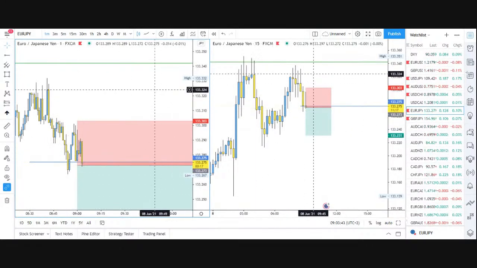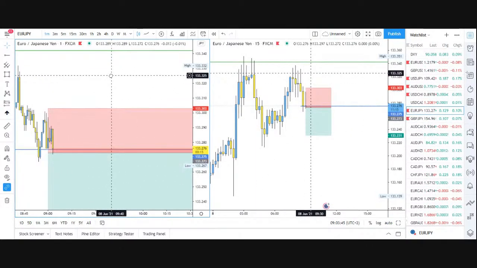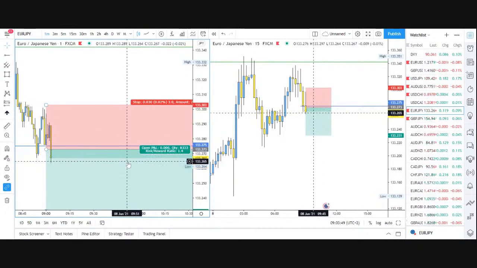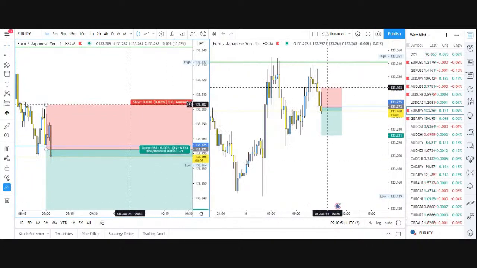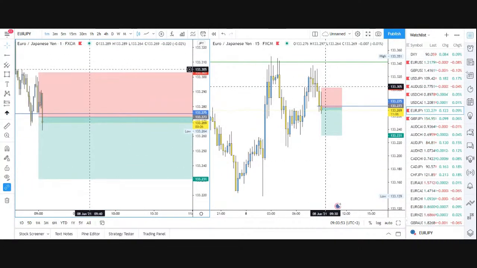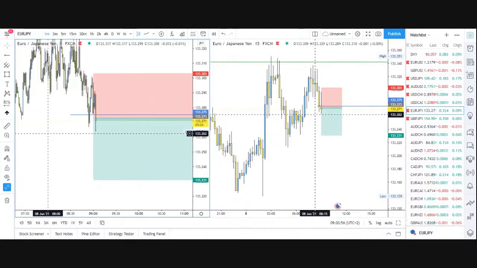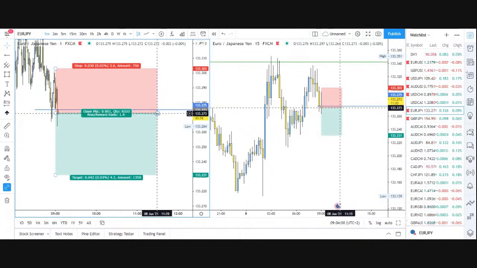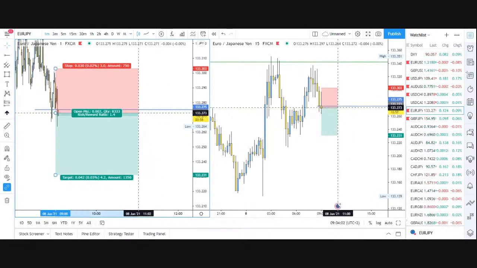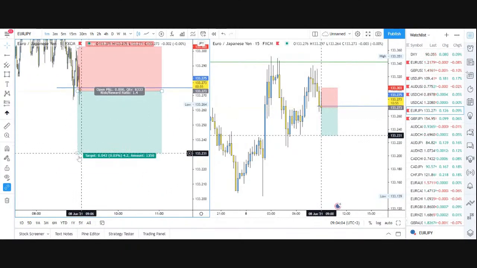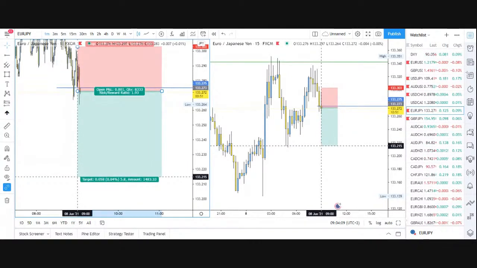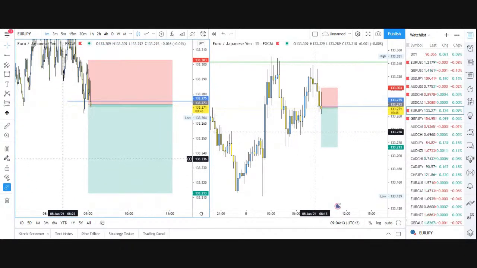So if this thing turns over, okay, I'm still not in. There I am in. Okay, there we go. So if this thing turns over and goes bearish, you can then expect it to continue bearish. At least that's what I'm expecting. Let's go for 1 to 2, somewhere in and around that region.